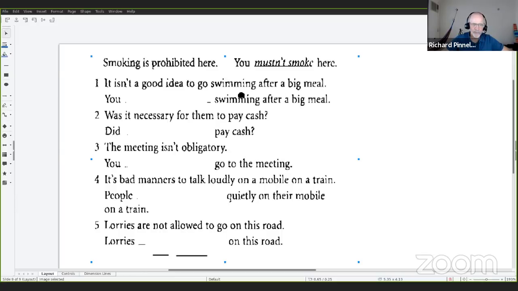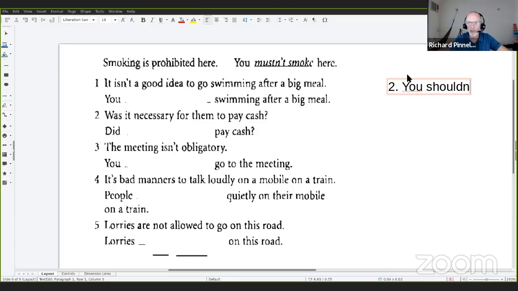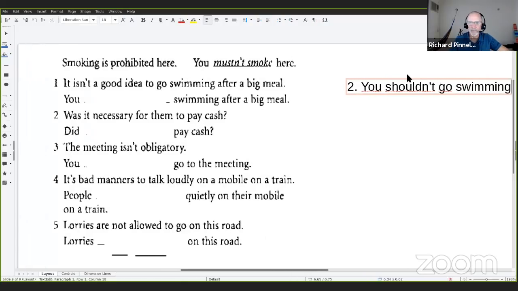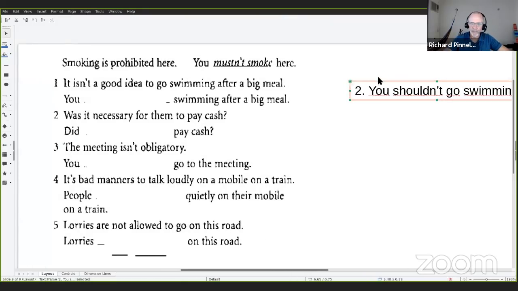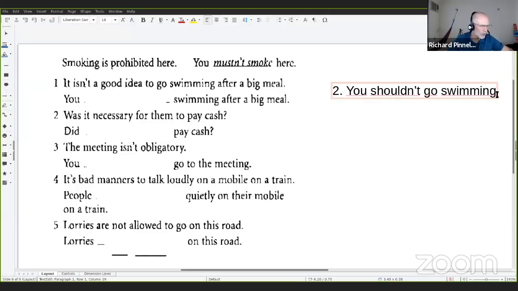It isn't a good idea. Shouldn't. Very good, very good. Yeah, you shouldn't go swimming. So we're going to put that there. The answer to number 2 is: you shouldn't go swimming after a big meal. No voy a escribir todo porque no entra. Es lo mismo como decir, isn't a good idea.